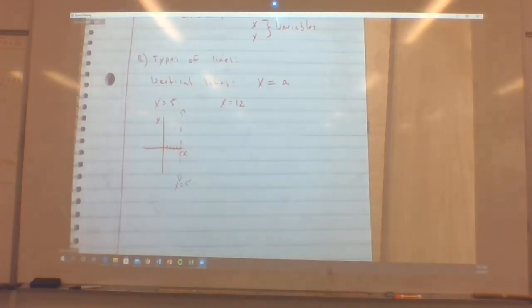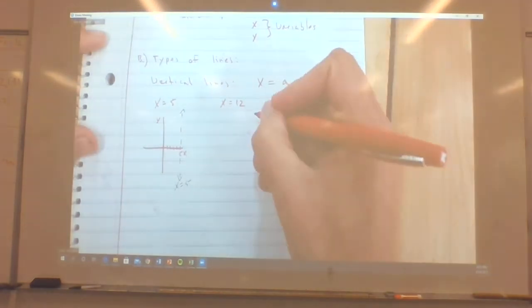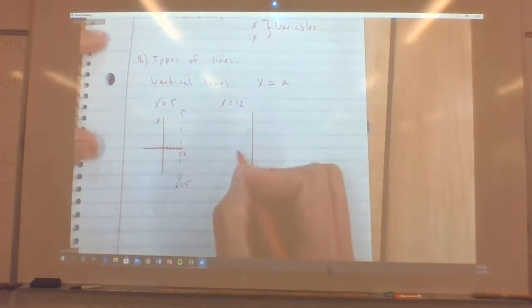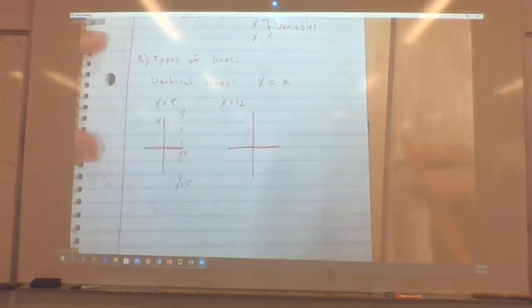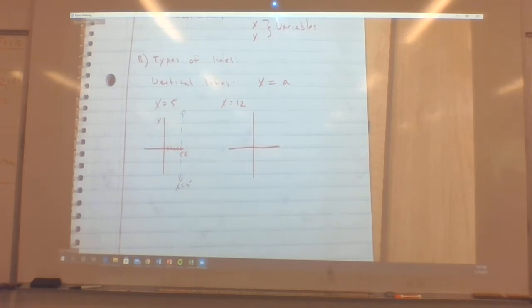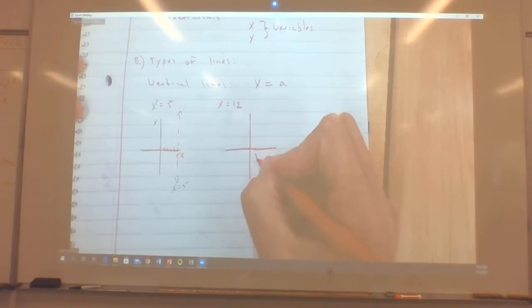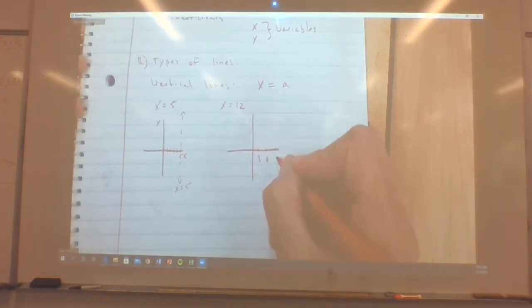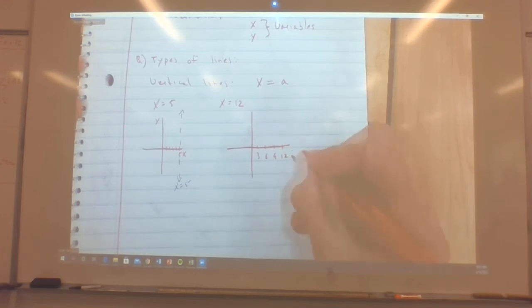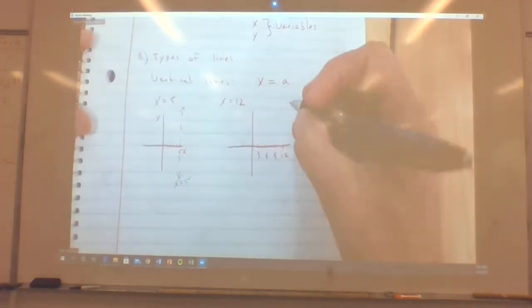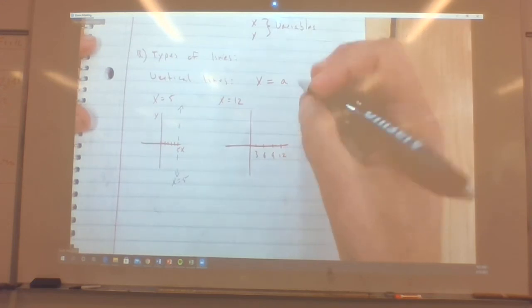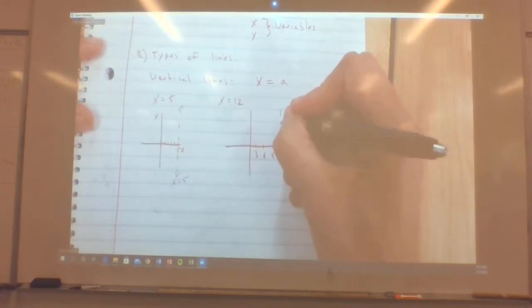Another example here is going to be x equals 12, and again, we can go ahead and graph that as well. We can say, well, x equals 12, and there we go. To go ahead and make this a little user-friendly for our scale, let's go by 3s. We can say 3, 6, 9, and 12. So this is going to be a vertical line right at x equals 12.